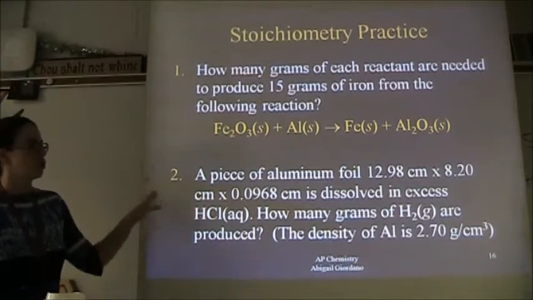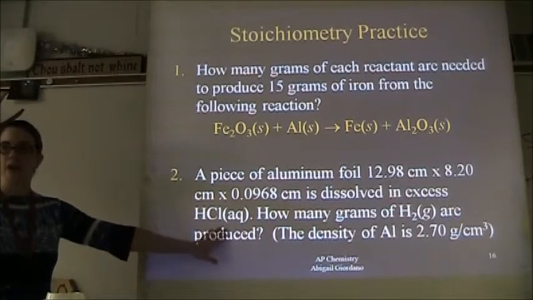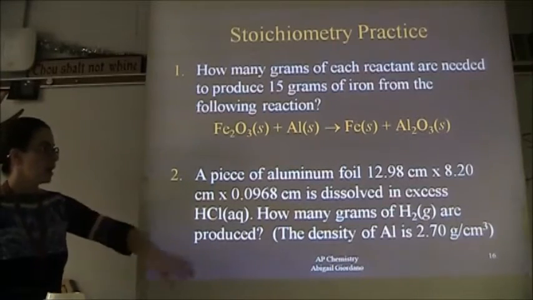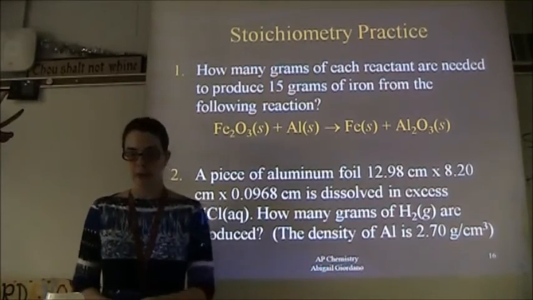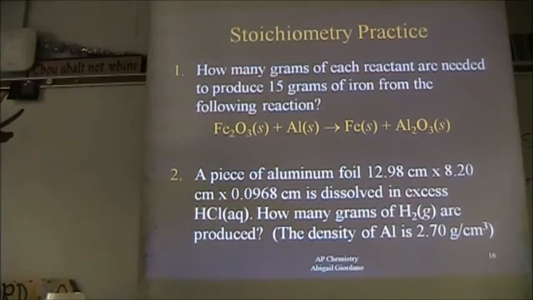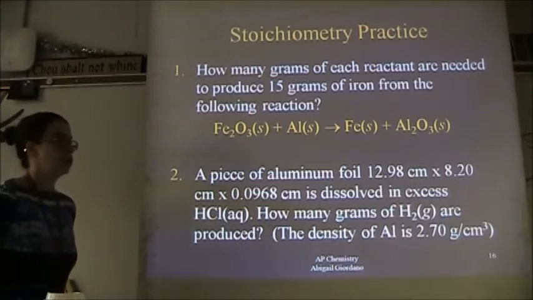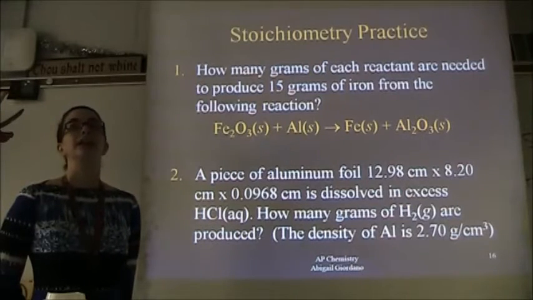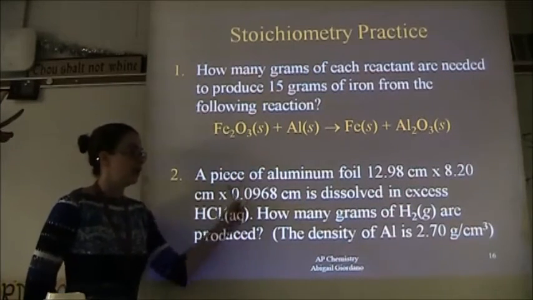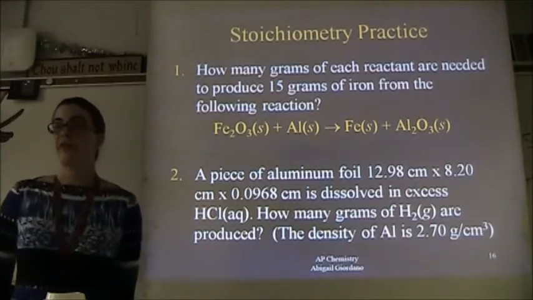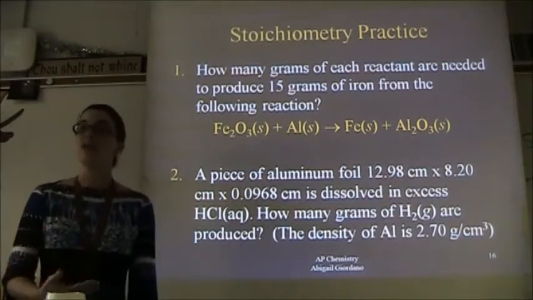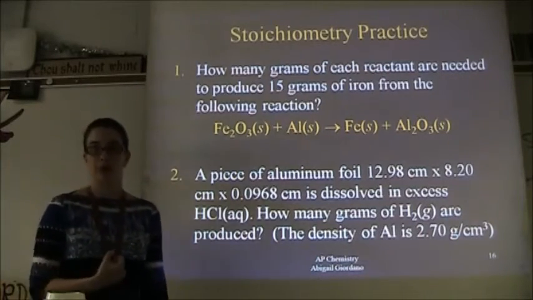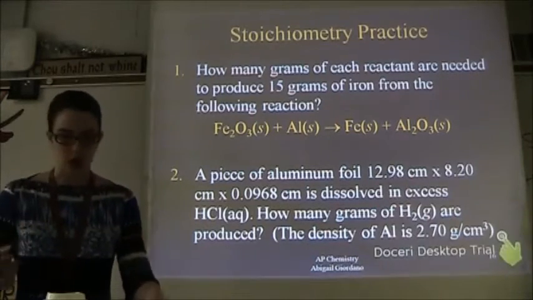So aluminum is dissolved in excess HCl, that's hydrochloric acid. How many grams of hydrogen gas are produced? And then you're given some information here about aluminum. Ladies and gentlemen, do you see a chemical reaction given to you? No. Do you need one? Yes. This is what you need to get used to. Very, very rarely am I going to, or the AP exam, are they going to give you the reaction. You're going to have to come up with it. So let's talk that out.